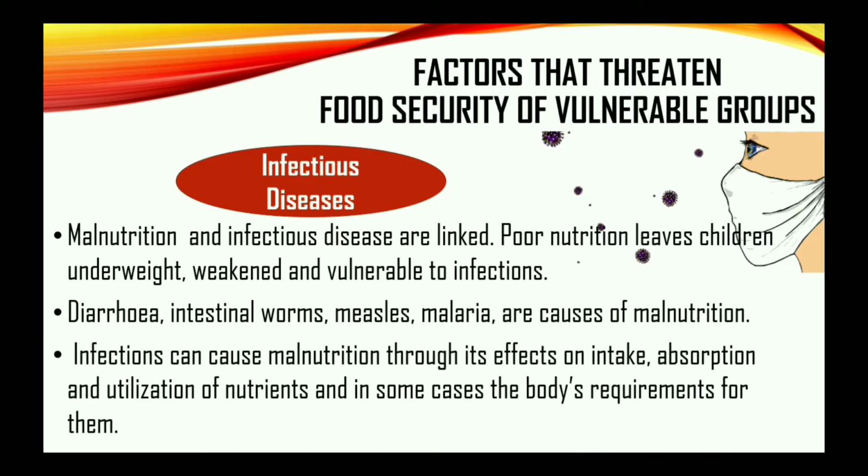We also speak of infectious diseases. Malnutrition and infectious disease are linked. Poor nutrition leaves children underweight, weakened, and vulnerable to infections. Diarrhea, intestinal worms, measles, and malaria are causes of malnutrition. Infections can cause malnutrition through their effects on intake, absorption, and also the utilization of nutrients, and in some cases, the body's new requirements for them.